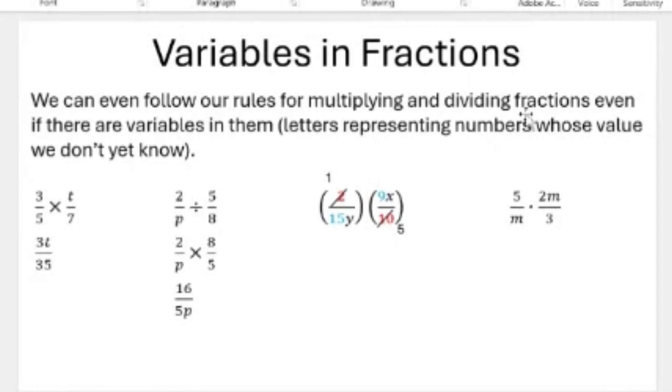Good. So, and then I also noticed the 9 and the 15 are both divisible by 3. So I cross them both out. I divide them both by 3. 9 divided by 3 is 3. 15 divided by 3 is 5. Now I've made things simpler. Multiply the tops. 1 times 3 times x. Well, that's just 3x. And on the bottom, 5 times y times 5. Oops, that's a mistake.